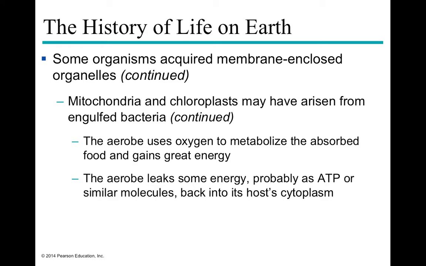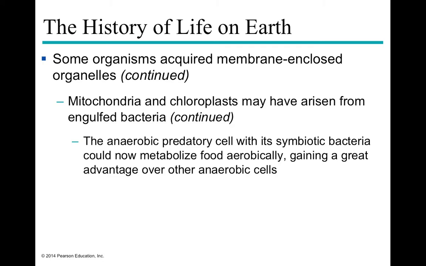So aerobic respiration uses oxygen, and that's going to be used to metabolize the food that comes into the body in order to gain energy for the cell. And the aerobic bacteria then release some of that energy in the form of ATP or similar molecules back into the cytoplasm, which the host cell is now able to use. So the anaerobic predatory cell within is symbiotic bacteria. The anaerobic predatory cell at this point would have been the precursor to the eukaryotes, and the symbiotic bacteria inside would be the precursor to, for example, the mitochondria or the chloroplast. And now they have a great advantage over other anaerobic cells because they have the ability to metabolize their food aerobically.